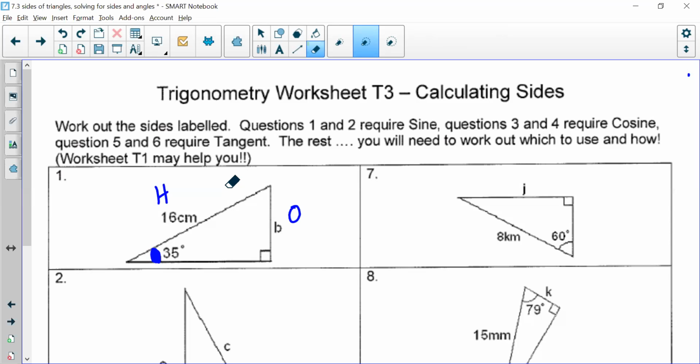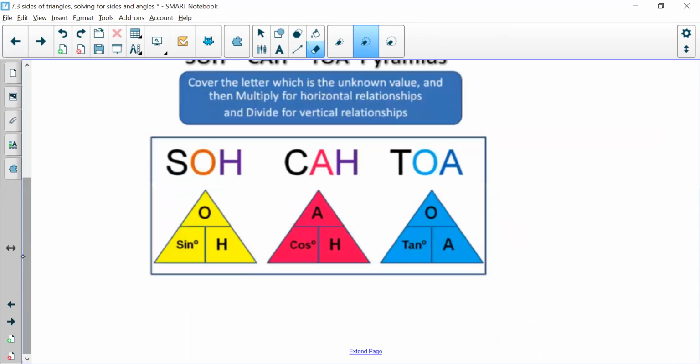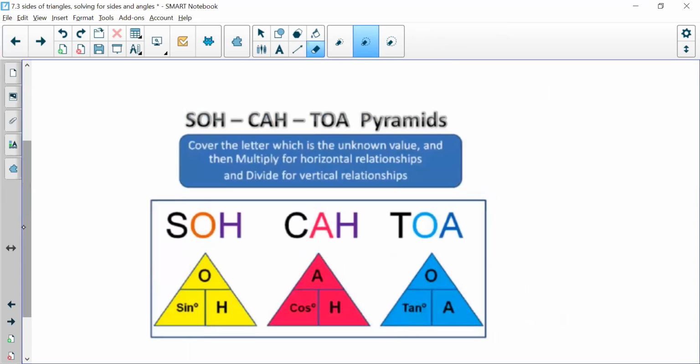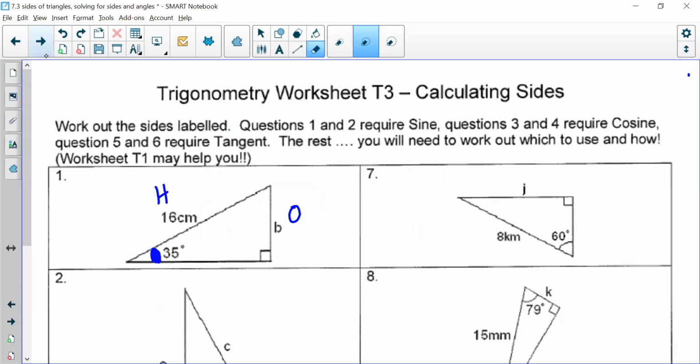Which sine function or formula involves O and H? The first one, the yellow one. What side am I solving for? Am I looking for my O or my H in question number 1? Which one has the variable on it? Which one am I solving for?